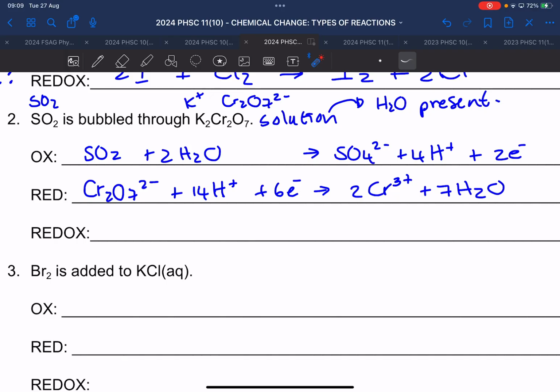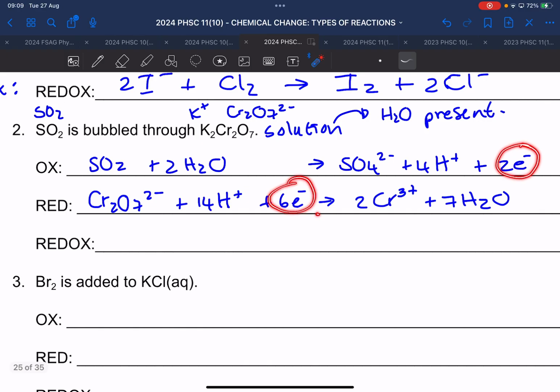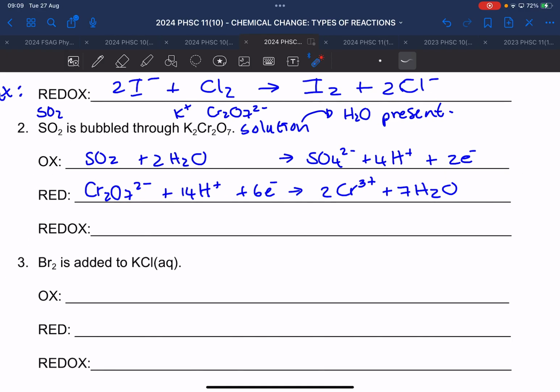Balance what? Say again? But what must we balance? Because there's lots of things there. The electrons. Here we have 2 electrons. Here we have 6 electrons. Let's see, how are we going to balance them? These are 6. These are 2.